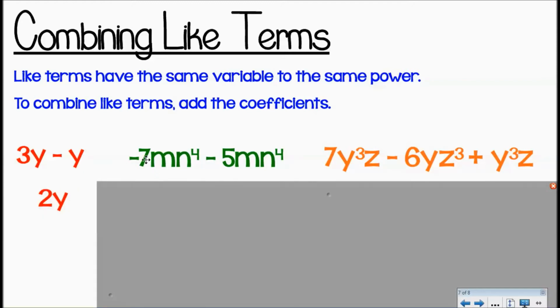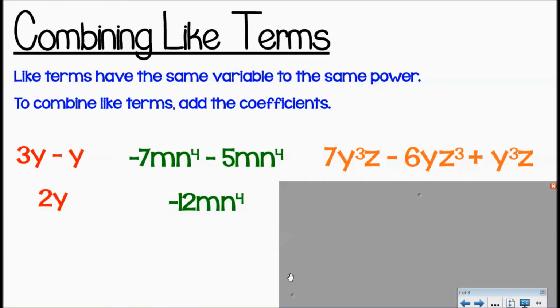For the green ones, negative 7m to the fourth and minus 5m to the fourth. M to the fourth, they have the same variables to the same power, so combine those coefficients. Negative 7 and negative 5 combine to be negative 12.